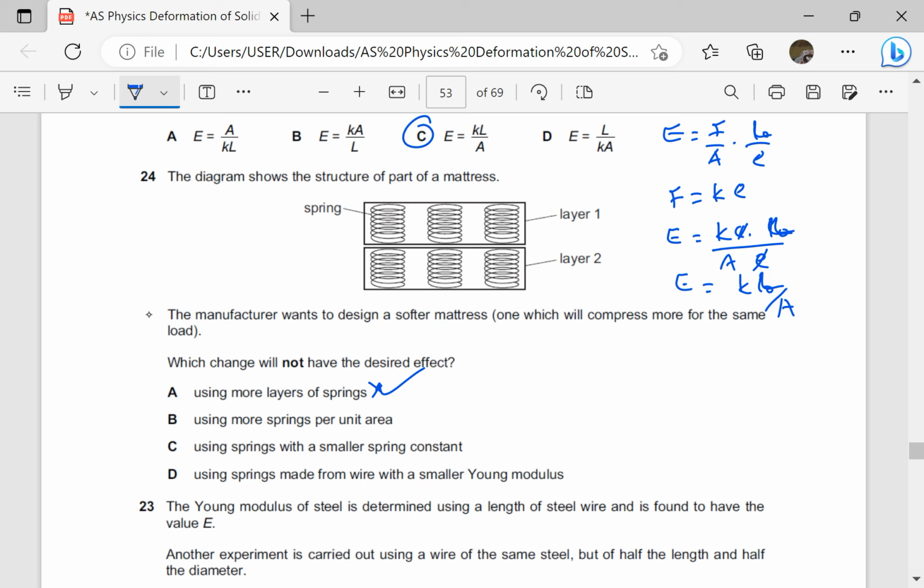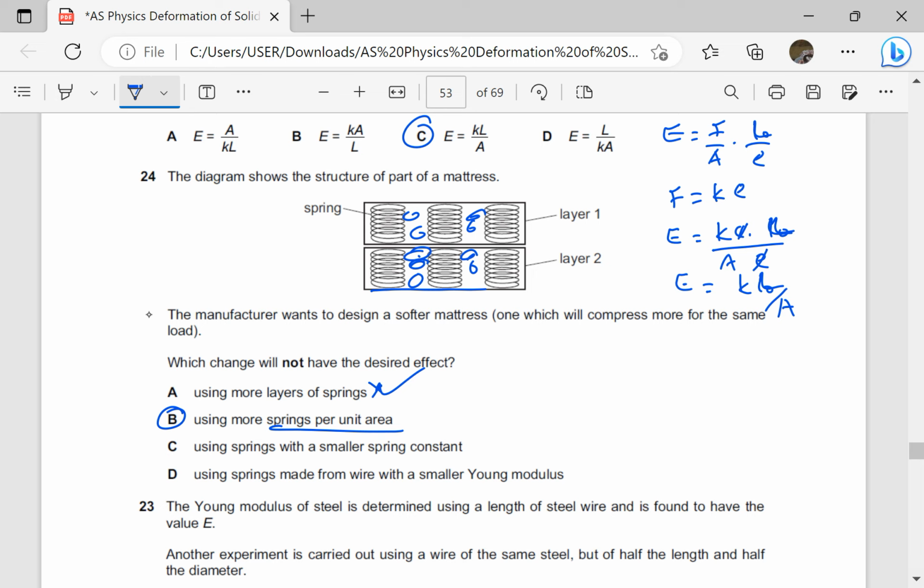Using more springs per unit area, it means we have many springs in every layer. Of course, this one will reduce the compression. If we have the same area and we have more springs per unit area, the compression will reduce. Therefore, this one will not have the desired effect. In a small area we have many springs, so the compression is smaller. That one is not going to work.